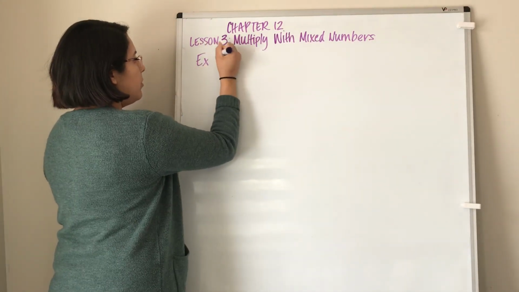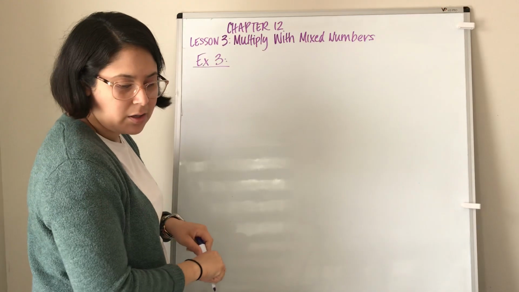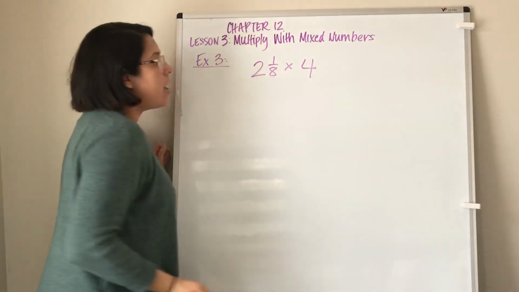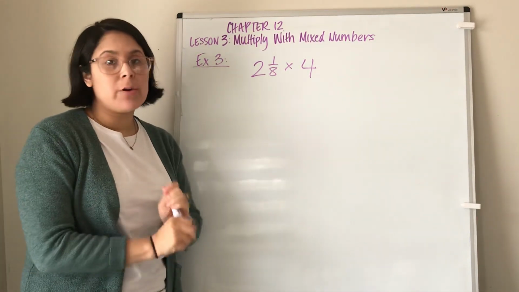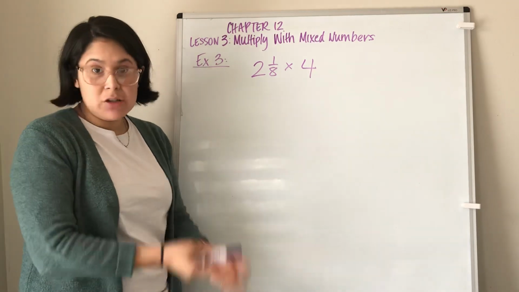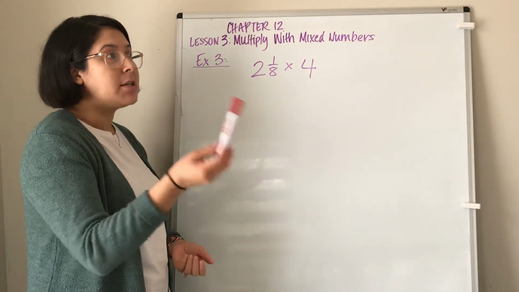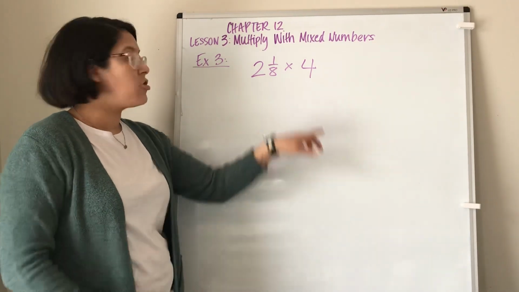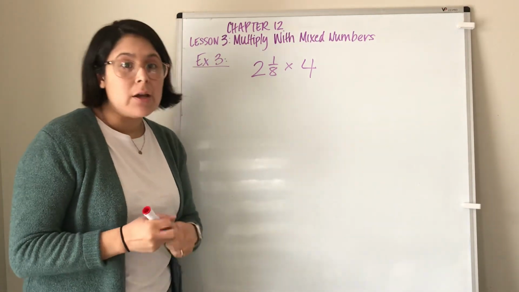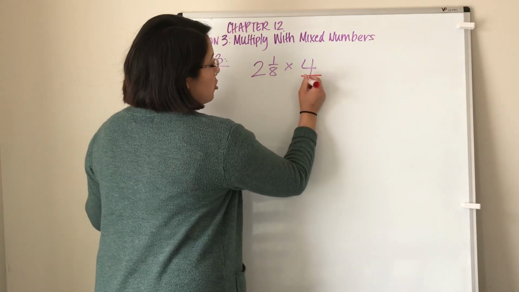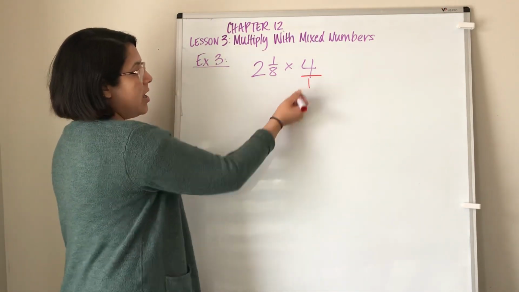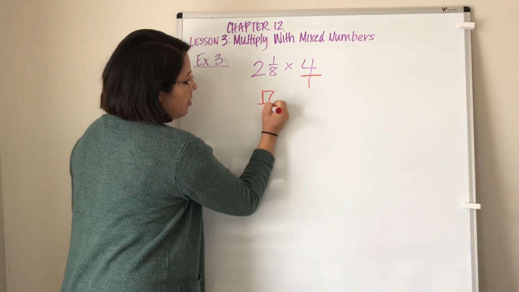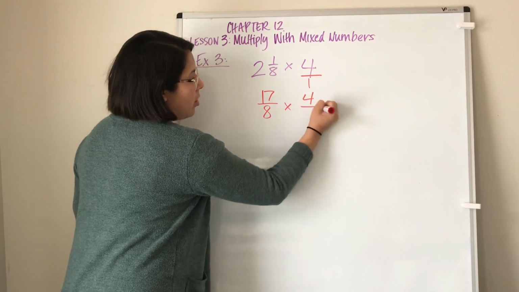Okay, we got example 3. We got 2 1/8 times 4. 4 and nothing. 4 is my whole number. It's by itself. Remember I told you guys yesterday, if you have a number by yourself, you need to do what? There's an imaginary 1 under there, so you need to draw a 1. So I got to fix this one now. 8 times 2 is 16 plus 1, 17 over 8 times 4 over 1.